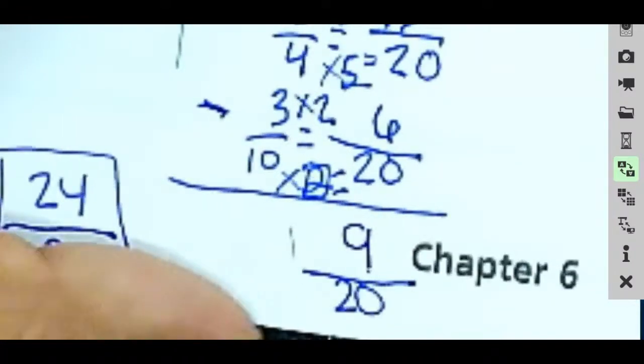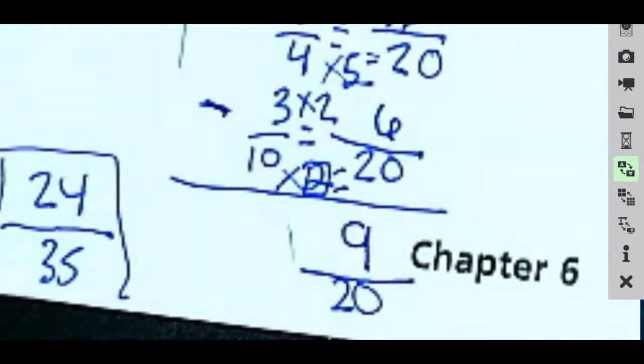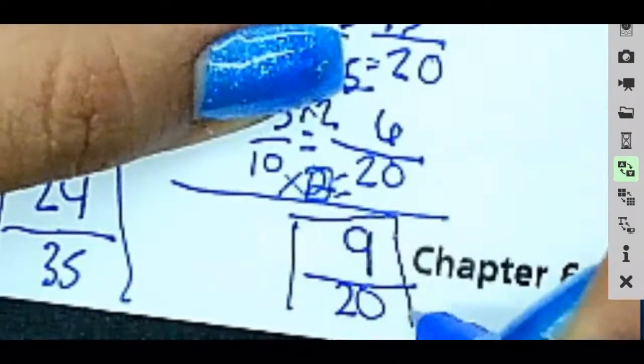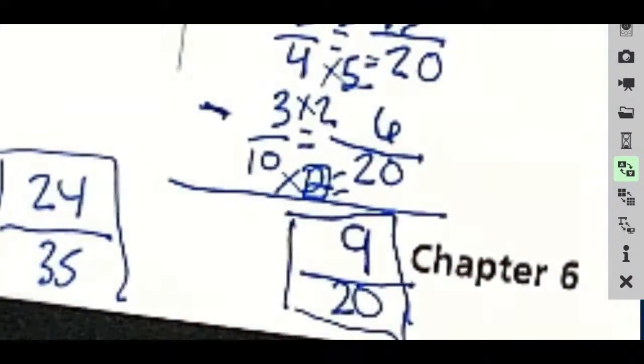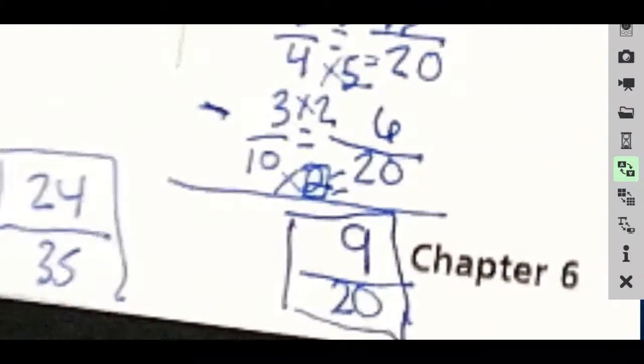9 over 20. Is 9 over 20 in its simplest form? Yes. Make sure that it's in the simplest form, otherwise it will be marked incorrect. So the answer to that was 9 over 20.